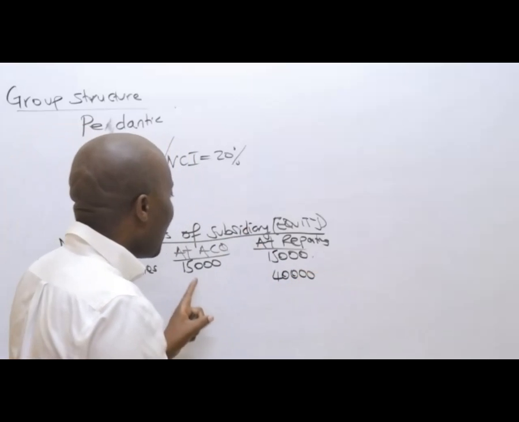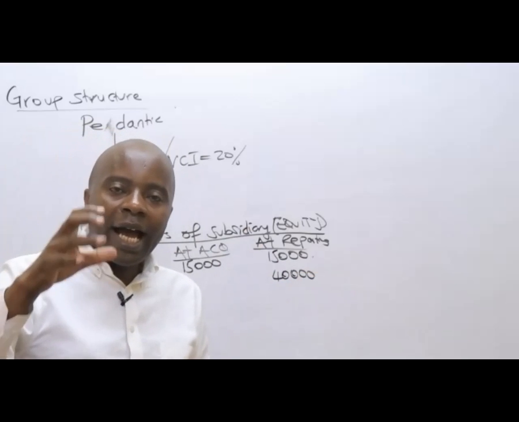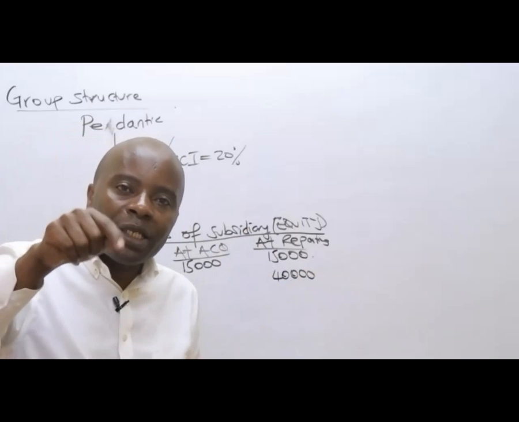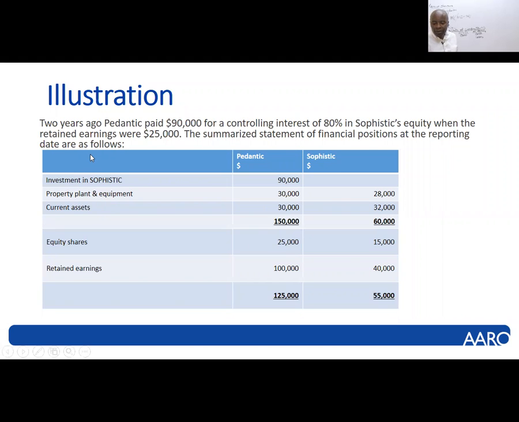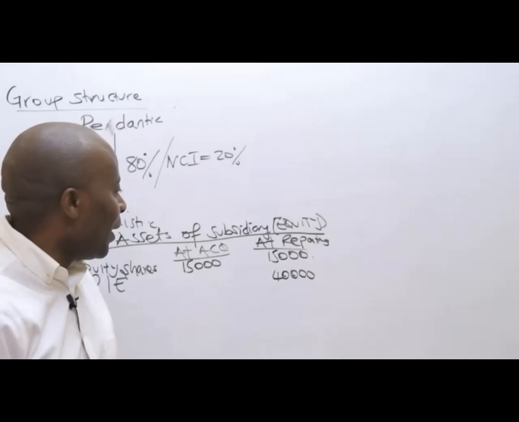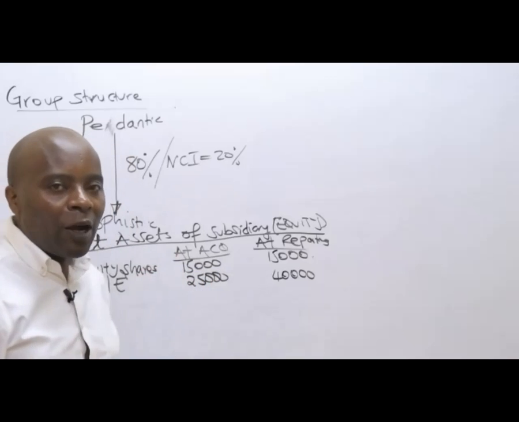How about retained earnings at acquisition? So you have to check through your records and ascertain the retained earnings of the subsidiary at acquisition. We are told here, 2 years ago, Pedantic paid $90,000 for a controlling interest of 80% in Sophistic's equity when the retained earnings were 25,000. So retained earnings, ladies and gentlemen, at acquisition date of the subsidiary was 25,000.